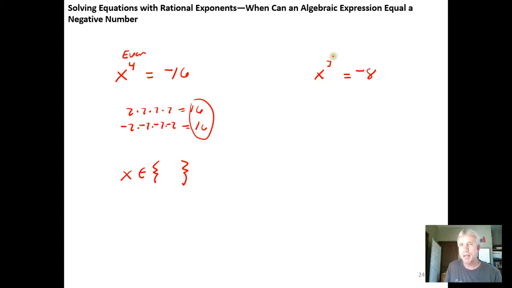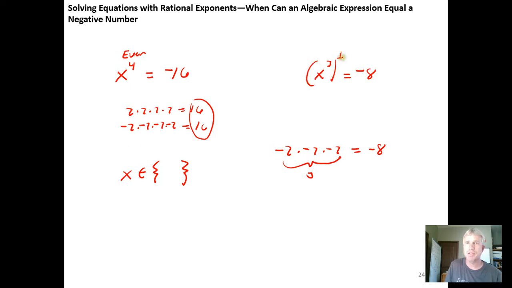Whereas if the power is odd, it will work, because when I raise a negative number, say negative 2 times negative 2 times negative 2, there are 3 copies of it, which says multiply the number by itself 3 times. Well, the product of 3 negative numbers is a negative number. So I can get a solution out of this. So this one I could solve.